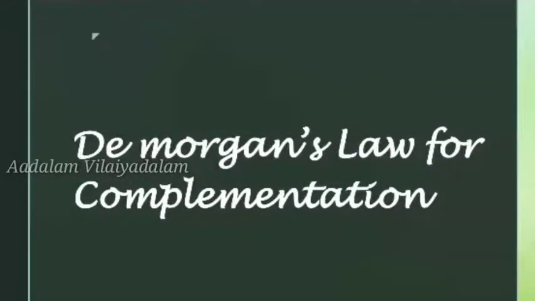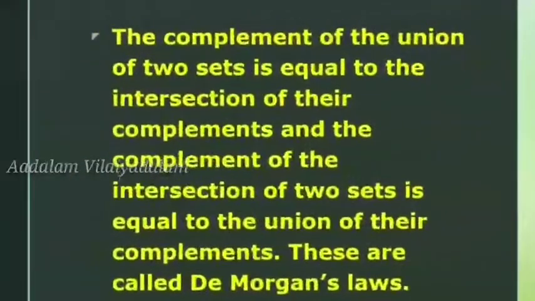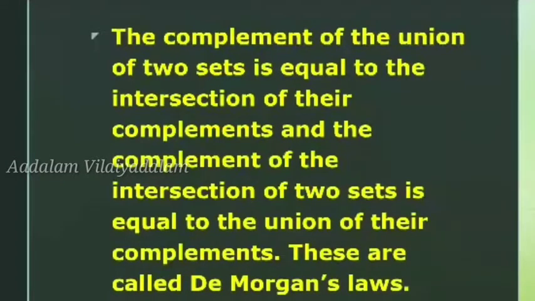Now we are going to learn De Morgan's law for complementation. The complement of the union of two sets is equal to the intersection of their complements, and the complement of the intersection of two sets is equal to the union of their complements. These are called De Morgan's law.